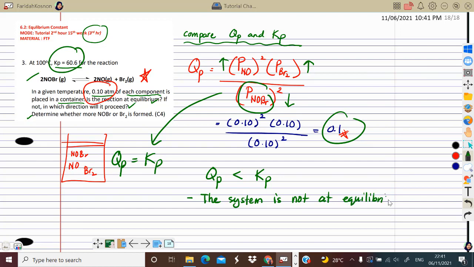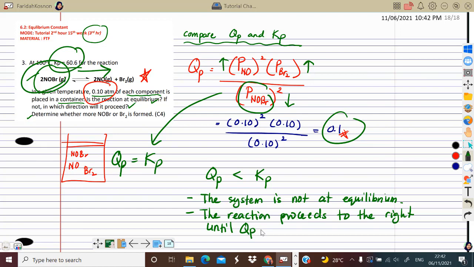Okay, so, the reaction proceeds ke mana? Kalau concentration of reactant itu very high, ni NOBR ni very high, jadi forward reaction is favorable. Jadi the reaction proceed to the right. Forward reaction tu lebih cenderung untuk berlaku until QP equals to KP. Okay, so soalan kedua kita dah jawab.